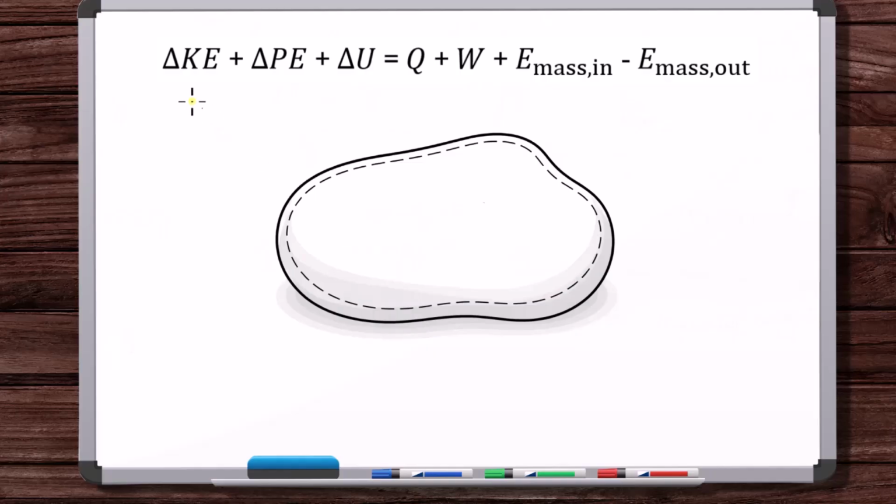On the left side is all the ways that the energy content contained within the system, within this control volume, can change. And then on the right side are all of the ways that energy can be transferred across the control surface. So all of the ways that energy can be transferred into the system or out of the system.